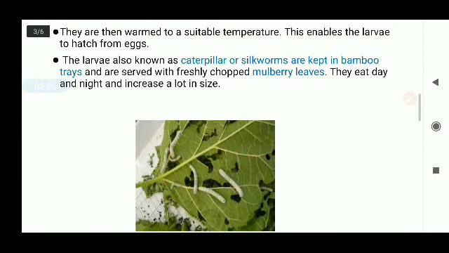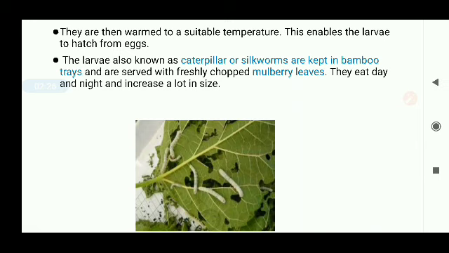Then they are warmed to a suitable temperature. These eggs are warmed to a suitable temperature so that the larva can hatch from the eggs. We know that for larva to hatch from the eggs, a suitable temperature is needed. So that is maintained by the silk farmers.